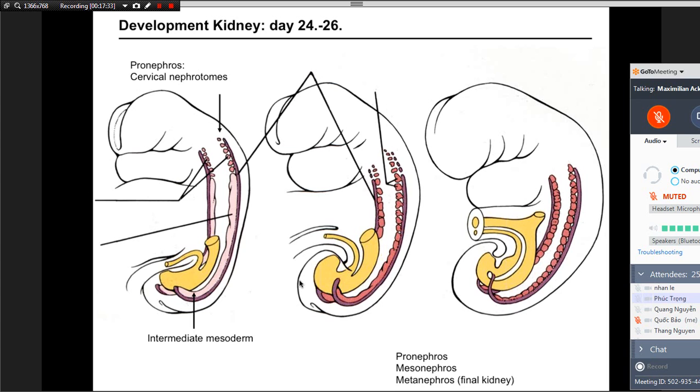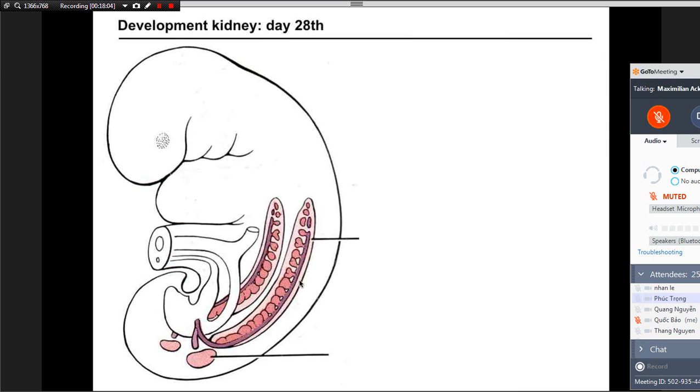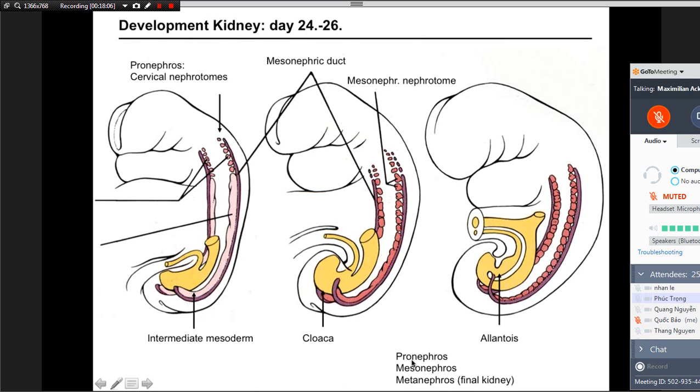After the development of the nephrotomes, you first develop the so-called intermediate mesoderm. Connected to the mesoderm, you have the mesonephric duct, and from the mesonephric duct, you develop mesonephric nephrotomes. Everything ends in the cloaca. The cloaca is the primitive bladder, and it goes over to the allantois. So these are the three stages: the pronephros, the mesonephros, and at the end, the metanephros, the final kidney.